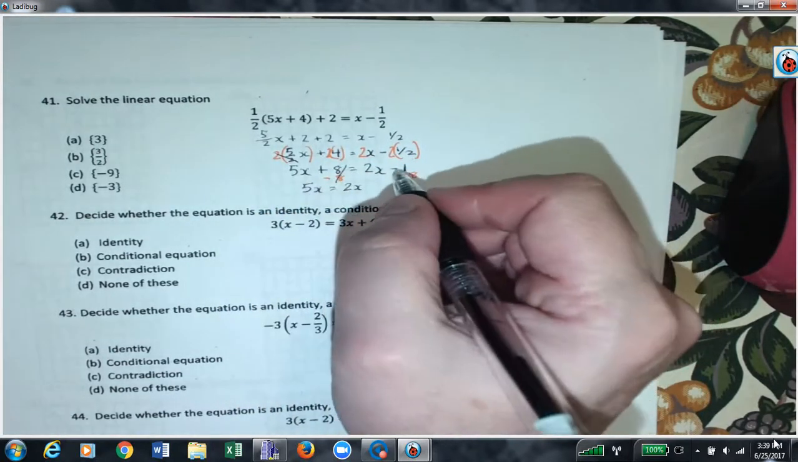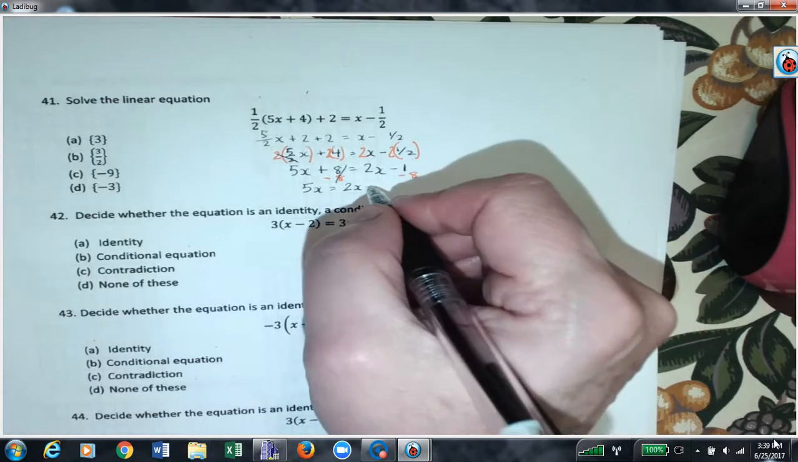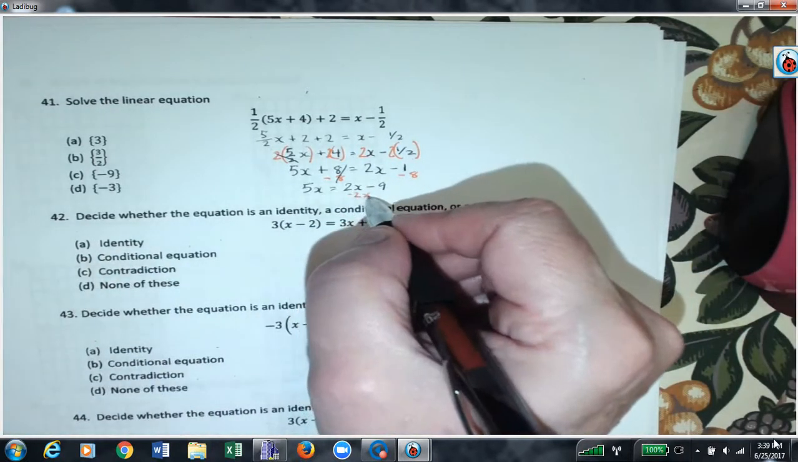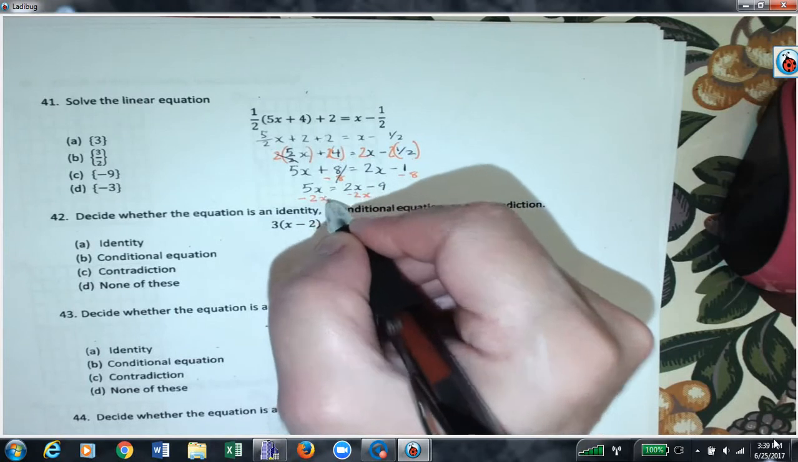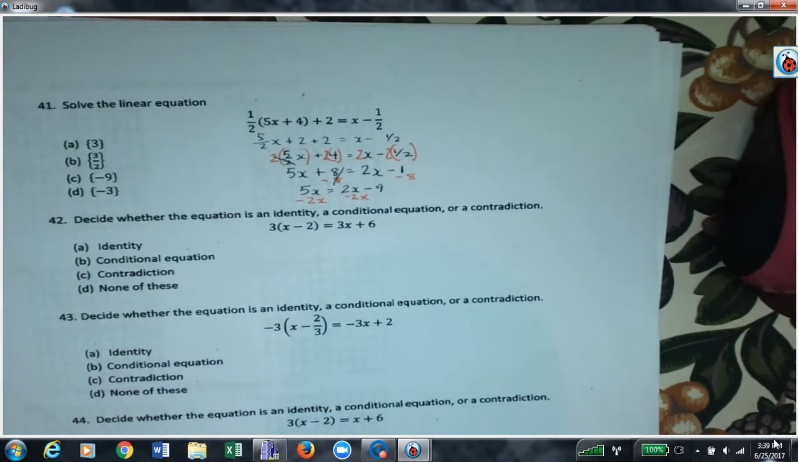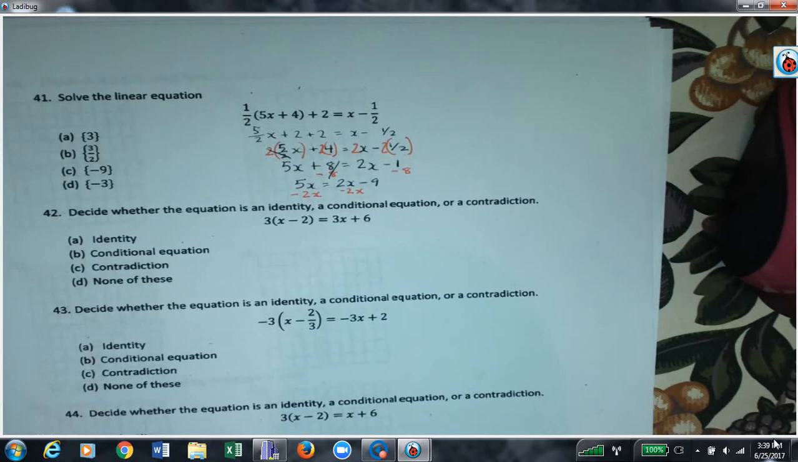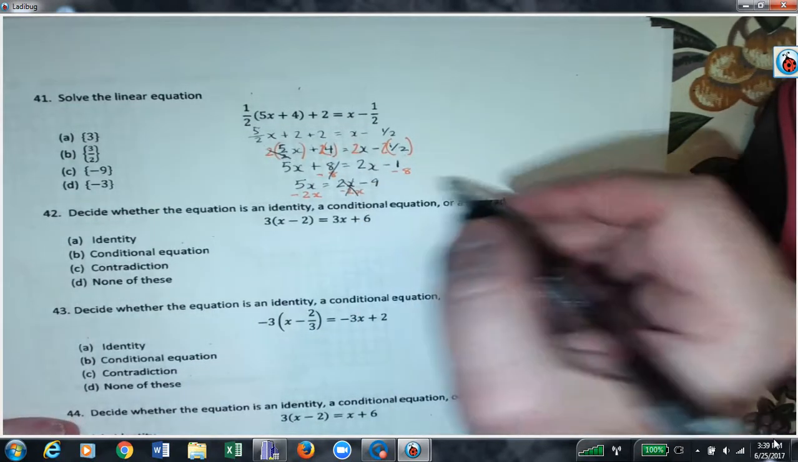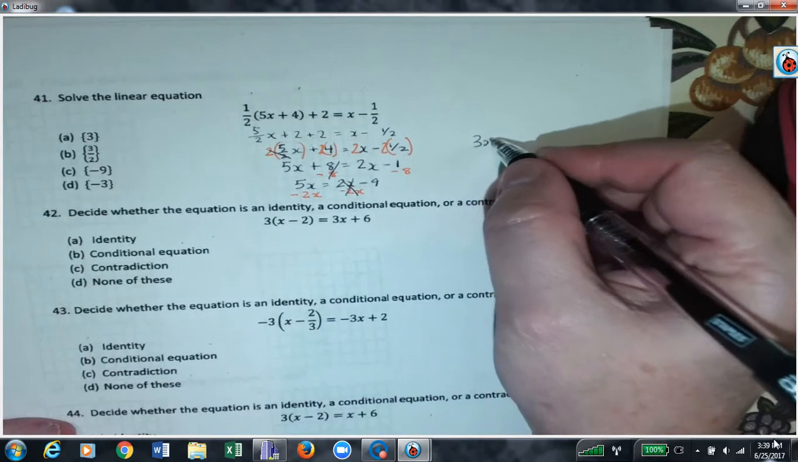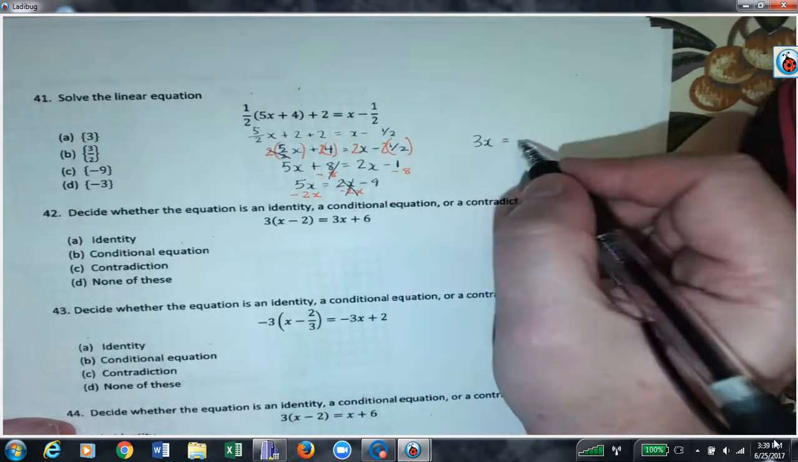So those go away. And negative 1 minus 8 is minus 9. Now I'm going to subtract 2x from both sides. Make sure that's in focus. And so these go away. And so what I will get is 5x minus 2x is 3x is equal to negative 9.